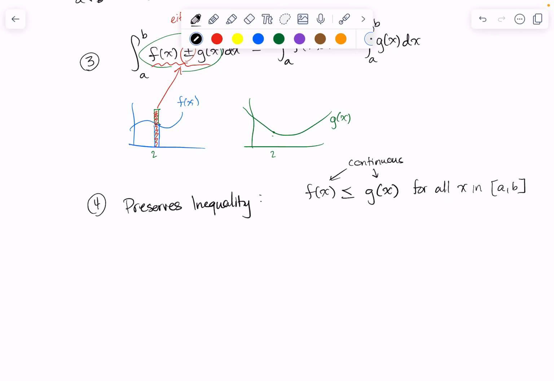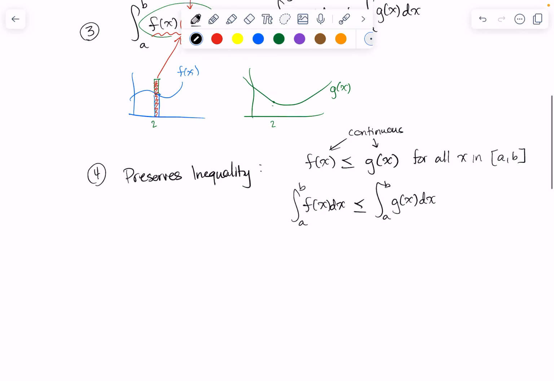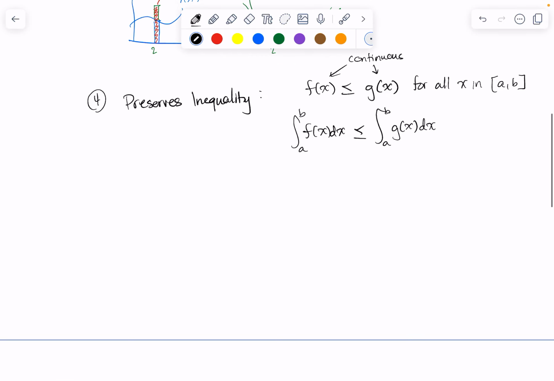Then also the integral of f of x dx from a to b is less than or equal to the integral a to b of g of x, right? So that might be useful if you're dealing with inequalities, but it doesn't come up too often, so I don't want to waste too much time on that.